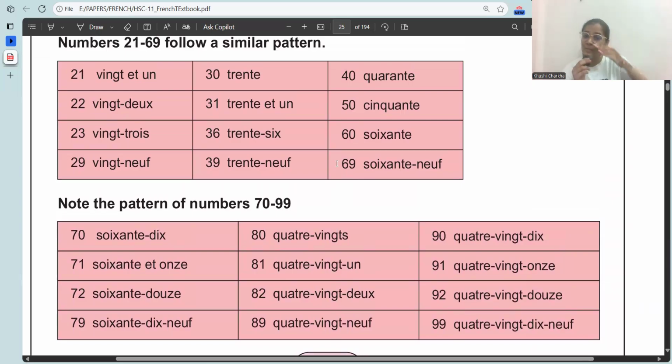This I have explained. Now you are going to write 1 to 100 entirely in your notebook. Okay?